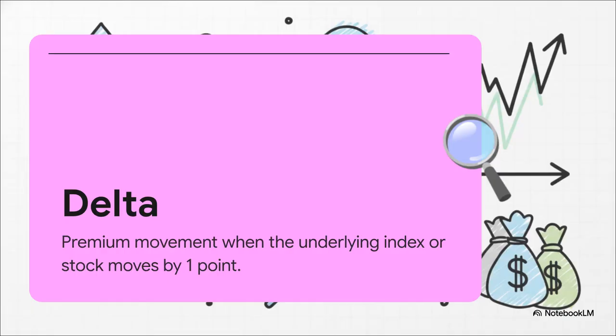So let's meet the first Greek, delta. Think of delta in very, very simple terms. It measures exactly how much your option premium is expected to move if the underlying index, like the Nifty, moves by just one single point. Call options have a positive delta, and put options have a negative delta.